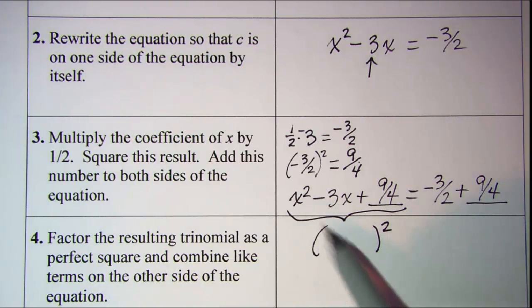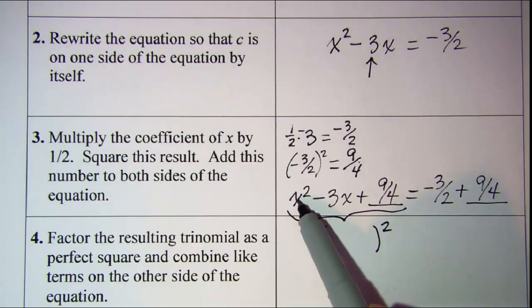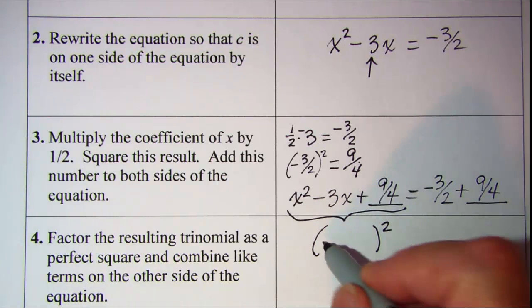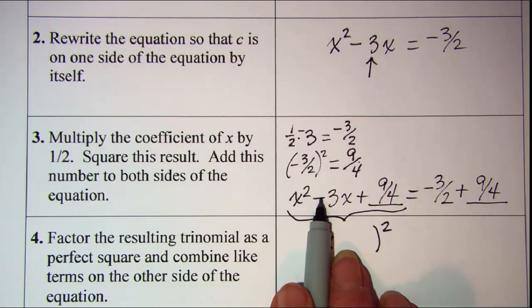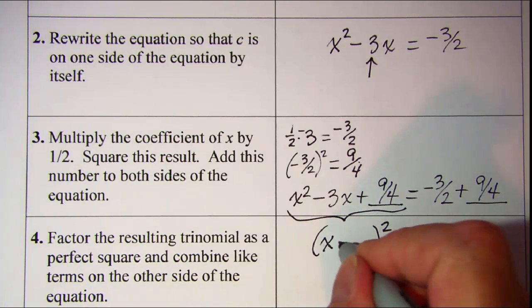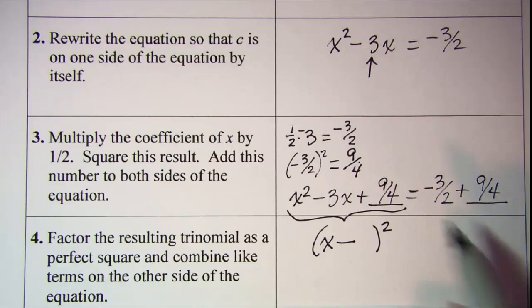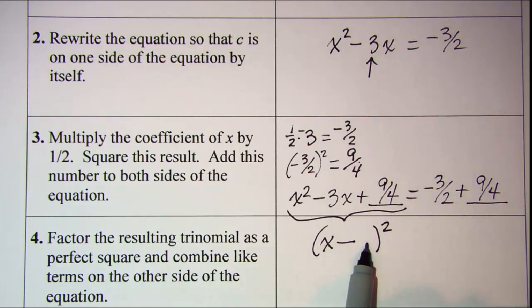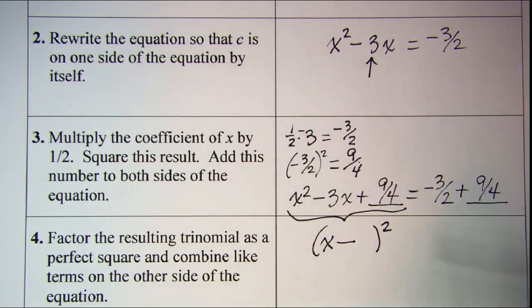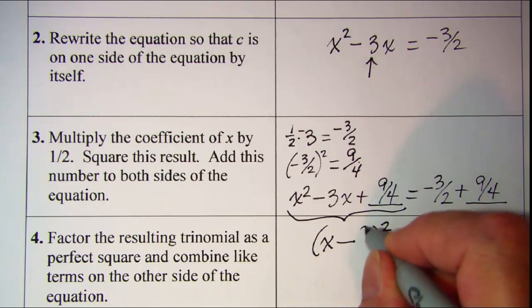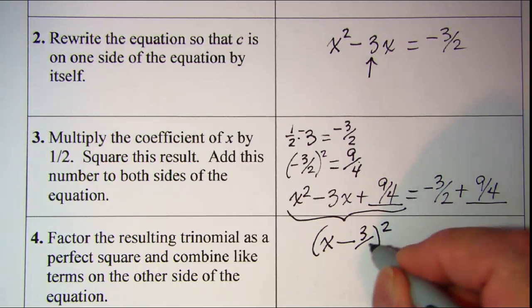So my first term in the binomial will be the square root of x squared, so that's just x. The operation between the two terms in the binomial is minus, whatever the middle term is, that's the operation. And then the second term in my binomial is the square root of this last term. So the square root of 9/4: square root of 9 is 3, square root of 4 is 2.